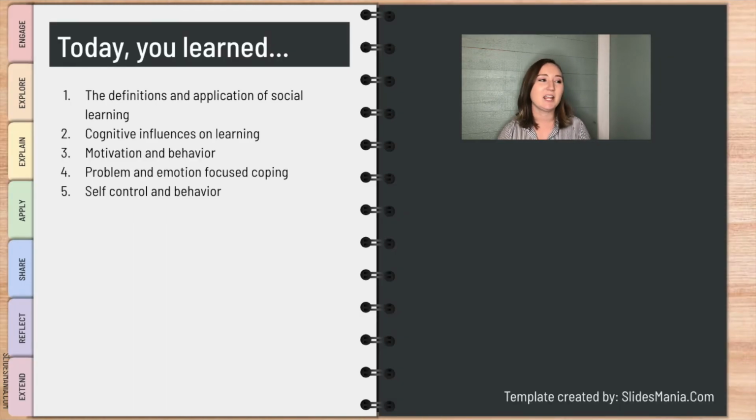All right, today we talked about the definitions and application of social learning. We talked about cognitive influences on learning. We talked about motivation and behavior, and we talked about problem and emotion-focused coping and self-control and behavior.